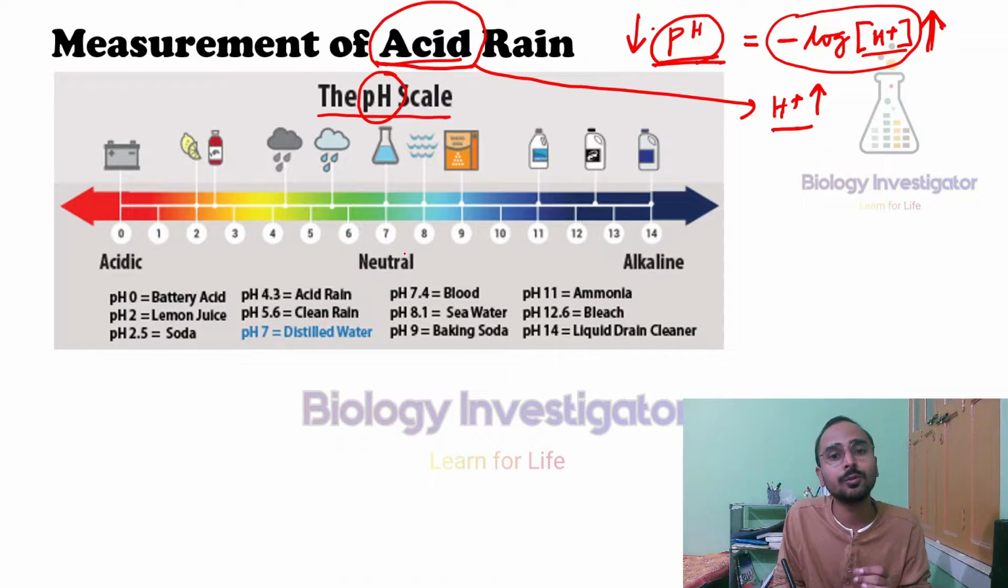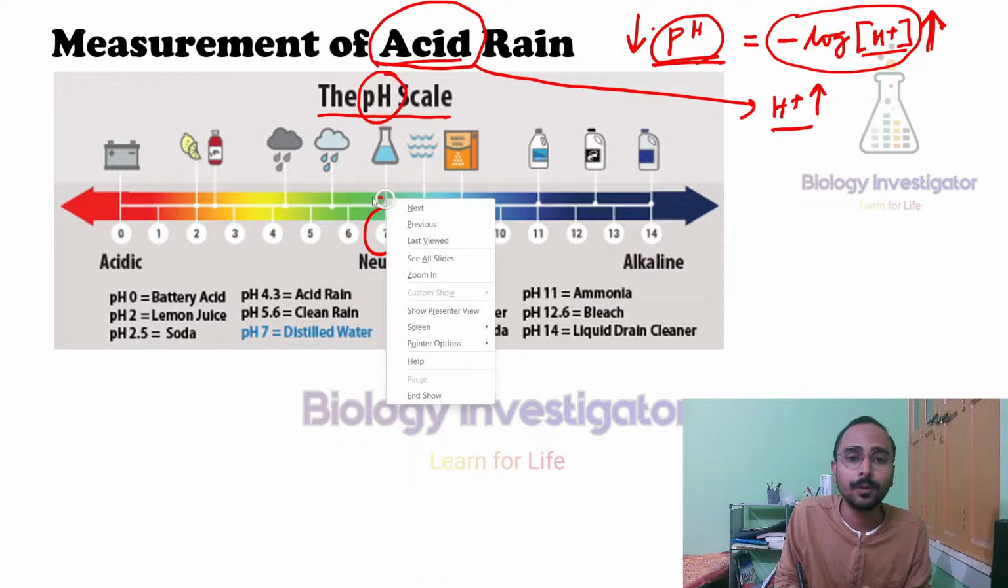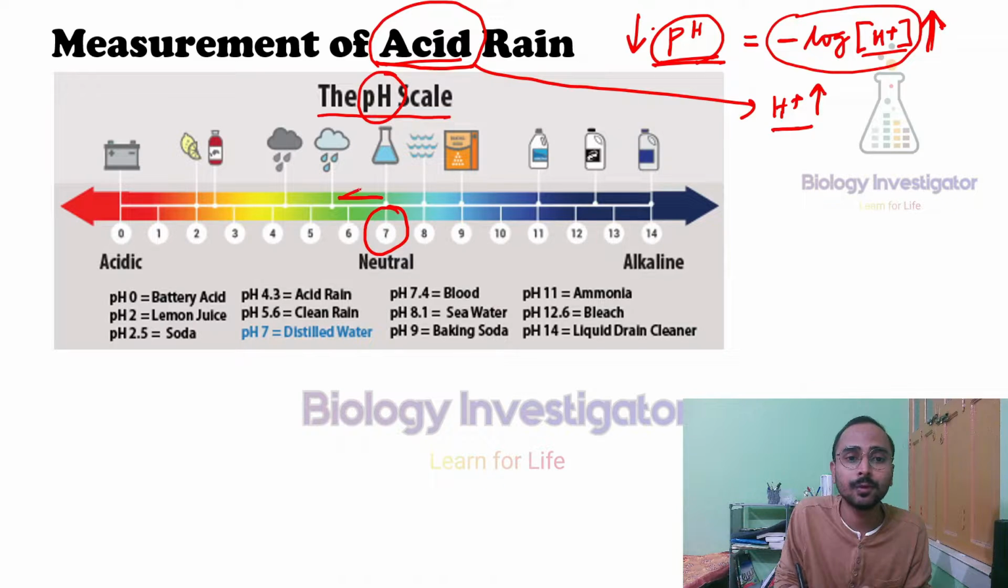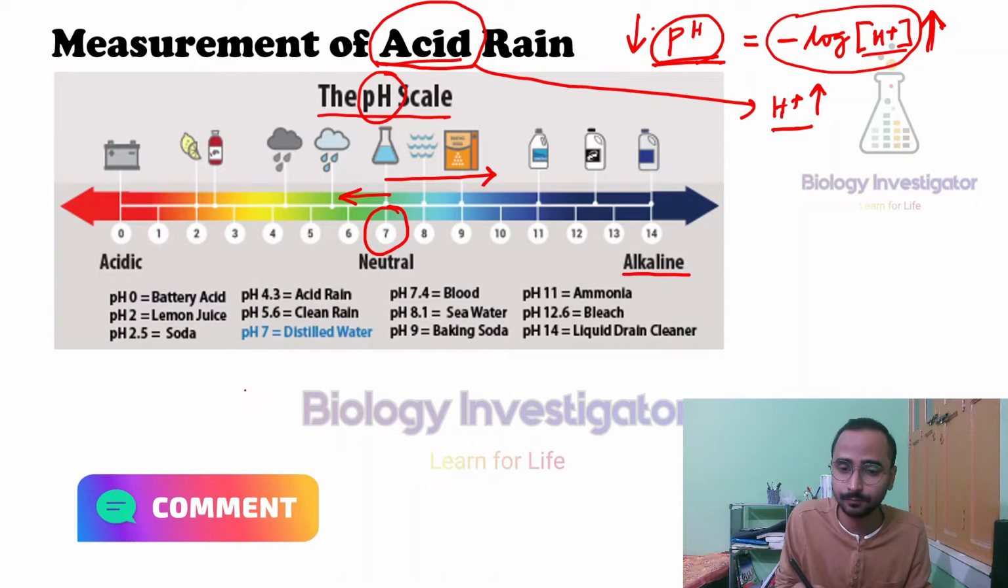Okay, so less pH means more acidic, and usually pH 7 is neutral. So below this level, below 7, the measurement is acidic, and the measurement above 7 is alkaline.